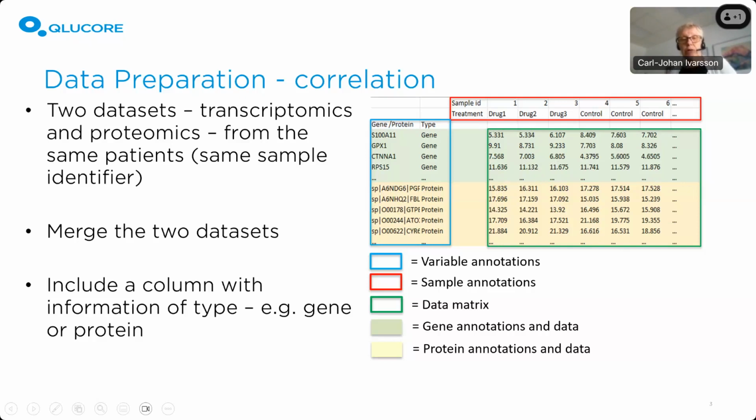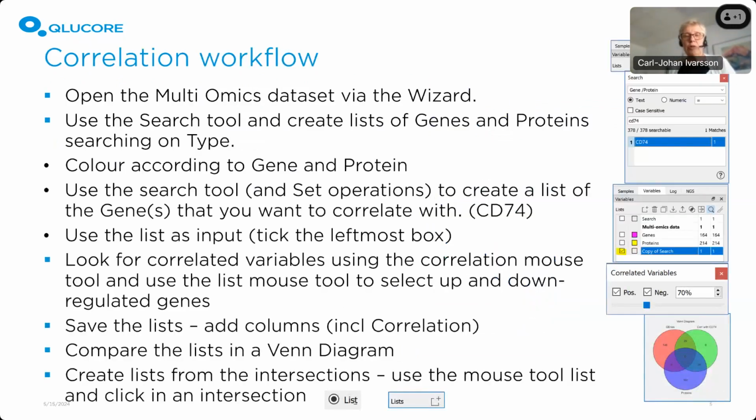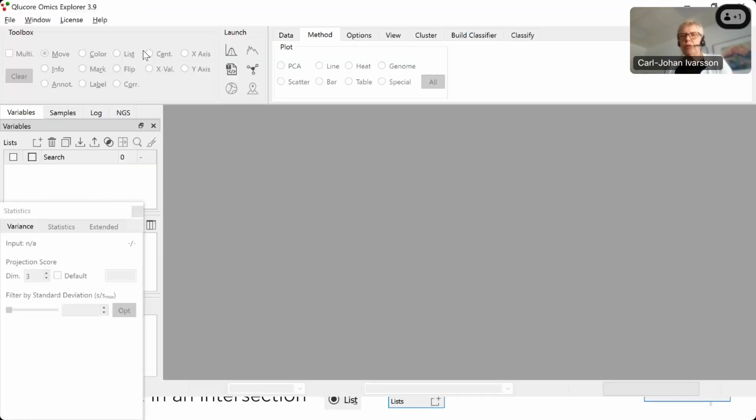Okay, and then we are ready to go. And then we can start finding variables, genes and proteins that correlate. And here we work with Pearson correlation. So I will show you the first workflow here, where we start by loading the data set via the wizard, and then we will create the list of genes and proteins and so on. So you have all the steps here if you want to try this after the webinar. So now I move over to the software.